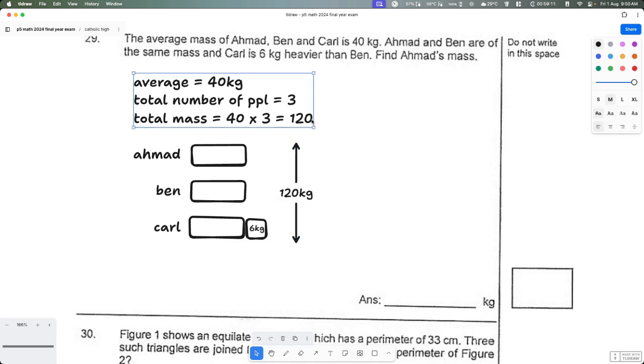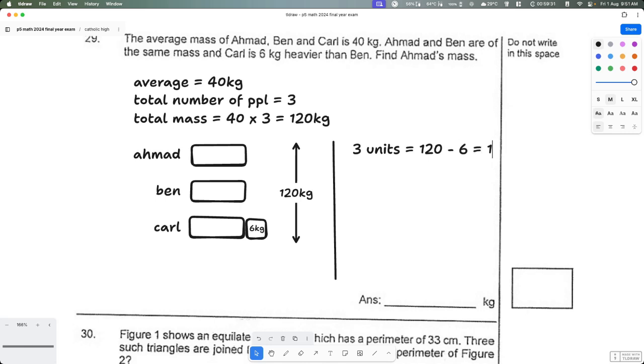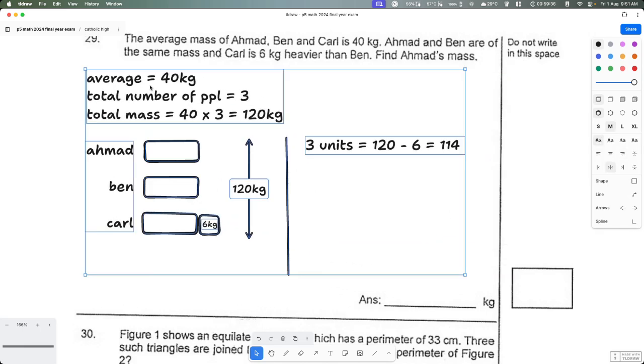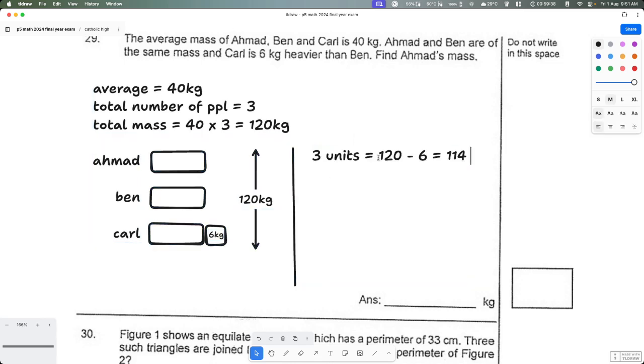All right, so now can we solve this? Yes, we can. So now I'm just going to draw a line. That means over here, we will just put 3 units. What is 3 units equal to? All right, so I'm going to draw this. 120 minus 6, which is equal to 114. Let me just move all of this over here. Okay, so then 1 unit is equal to 114, and then we divide it by 3. And what would this become?